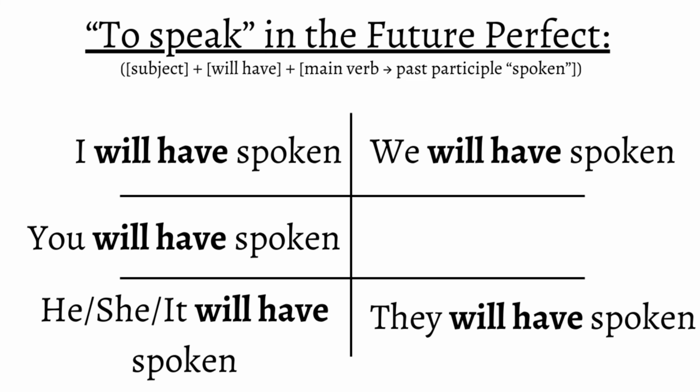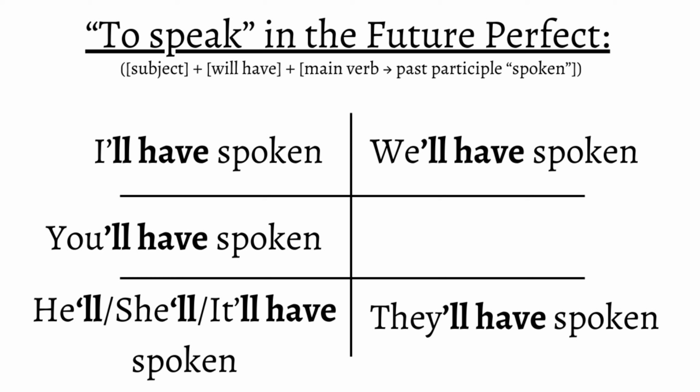A different verb is to speak. The pattern is a subject, will have, and then the past participle. Will have spoken. As always, contractions can be made.